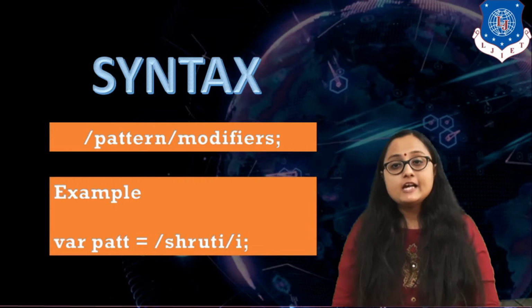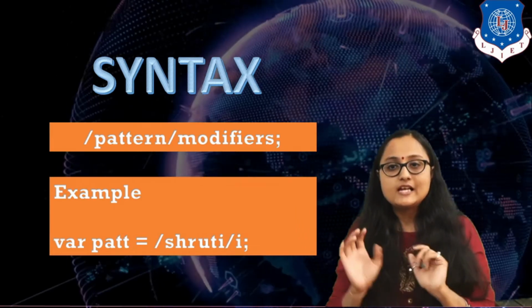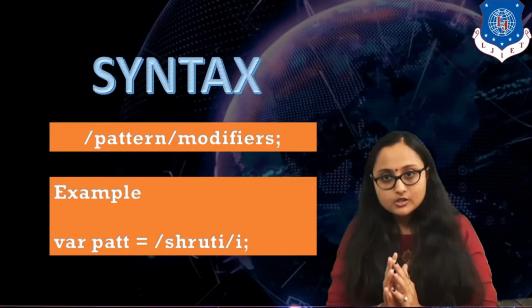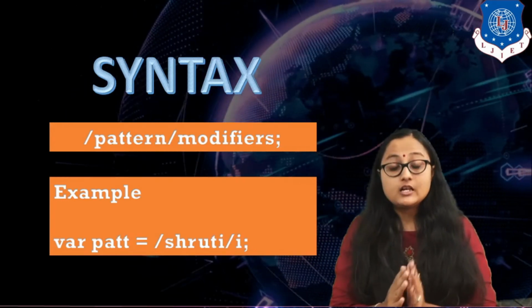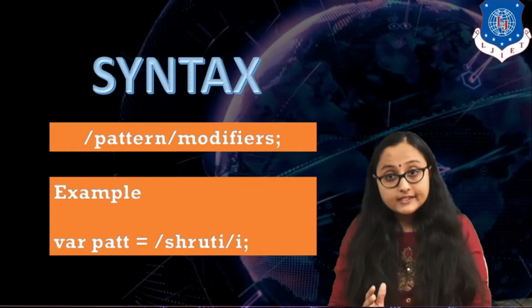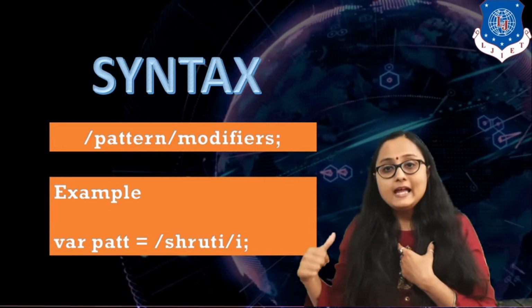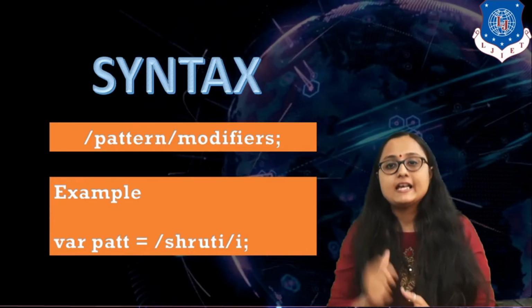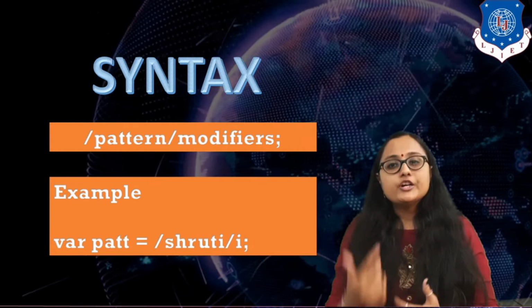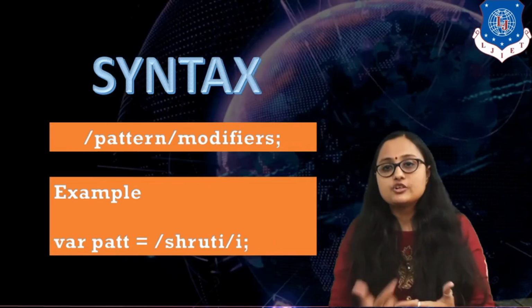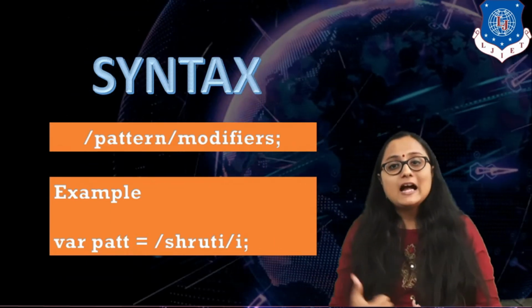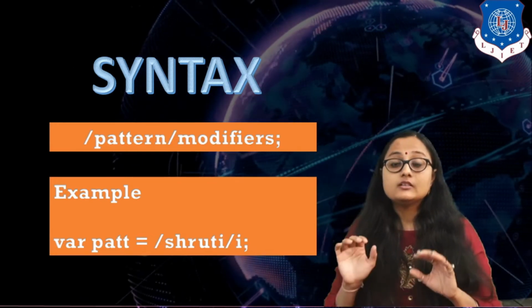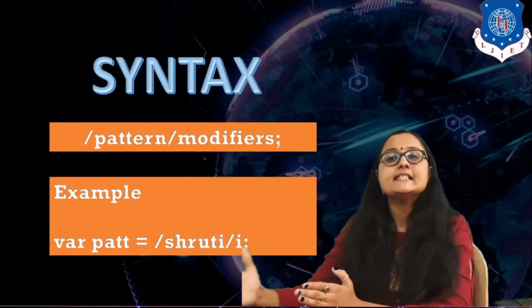Here you can see I have created a pattern between two slashes. The pattern is Shruti. So this is a sequence of characters that I have created for my pattern, and I have used the modifier i. Now what is this modifier? A modifier basically modifies your search. Here i is a modifier that is used for case insensitive search.